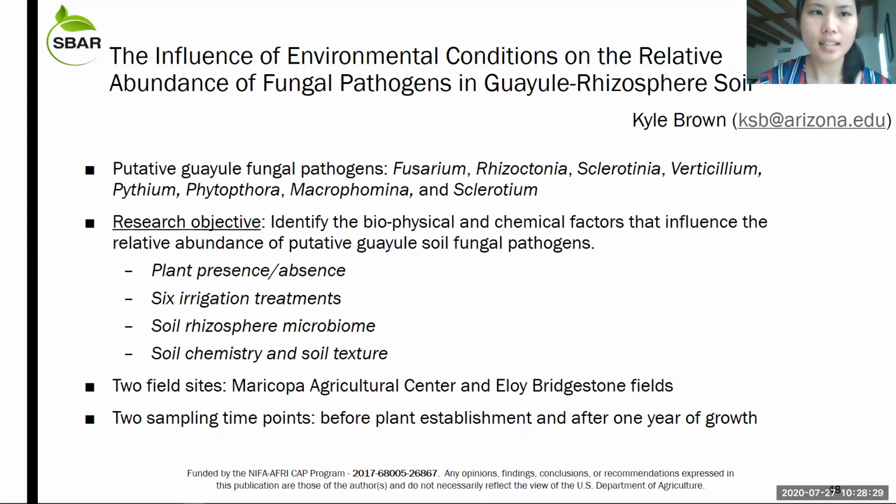Our second study is led by graduate student Kyle Brown. He has identified several putative Waiuli fungal pathogens based on the literature, and will look at their relative abundance under different soil conditions by sampling the irrigation trials at both Mac and Eloy Bridgestone fields. Kyle will analyze correlations between pathogen relative abundance and the soil factors listed below, and he'll produce heat maps similar to the one I just showed.